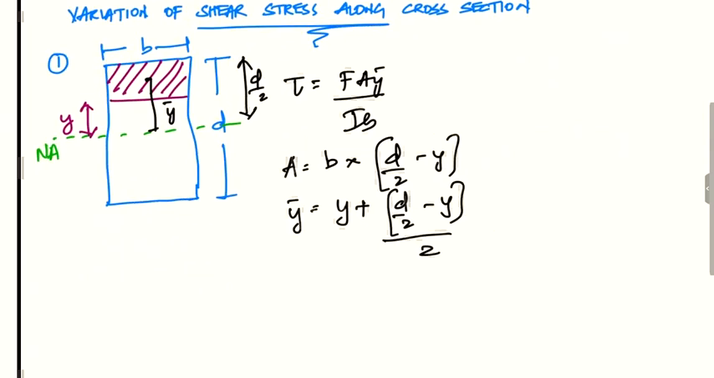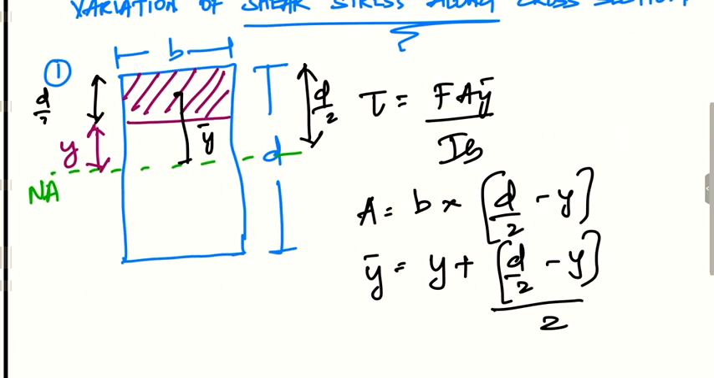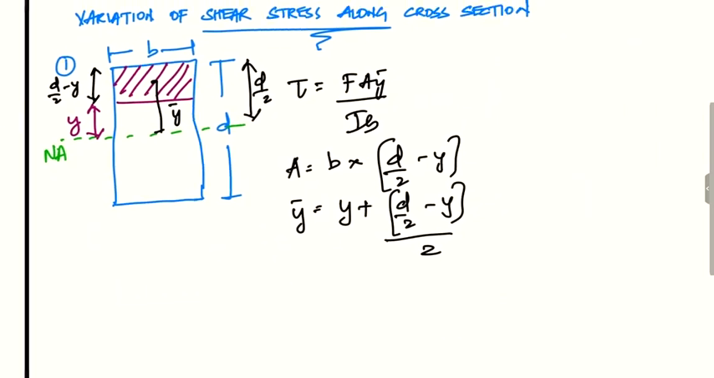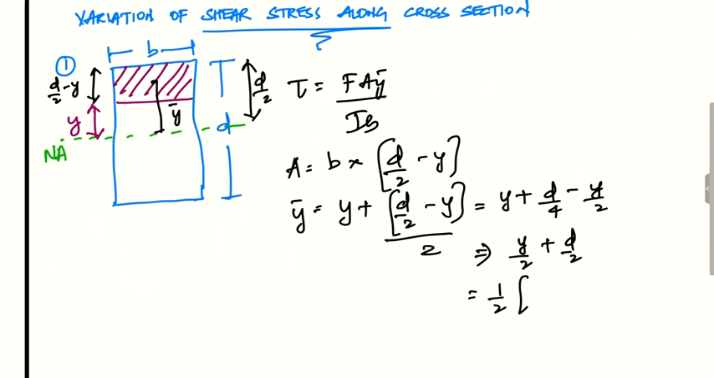Because this distance, I could take as D by 2 minus Y. So up to here the distance will be D by 2 minus Y, the whole divided by 2. And from the neutral axis, if I consider, that distance is Y plus D by 2 minus Y by 2, isn't it? Is it okay? That is, I could write this as Y plus D by 4 minus Y by 2, right? That is Y by 2 plus D by 4. Or if I am taking 1 by 2 outside, I could write this as 1 by 2 into D by 2 plus Y. Alright.